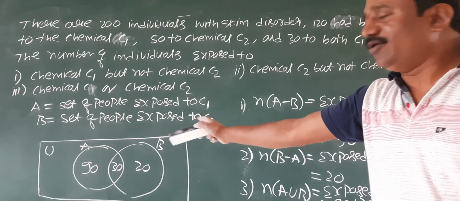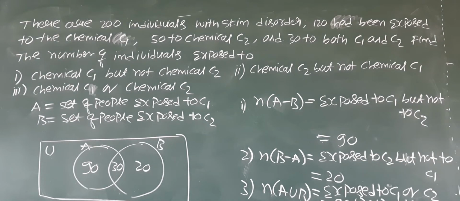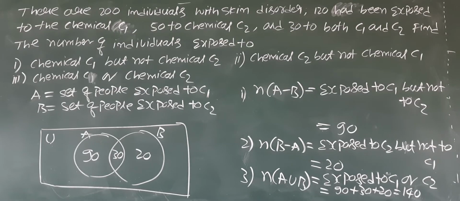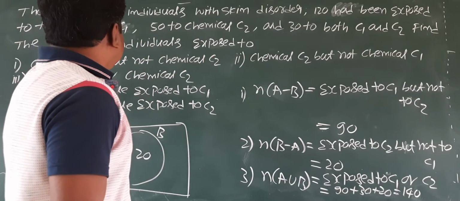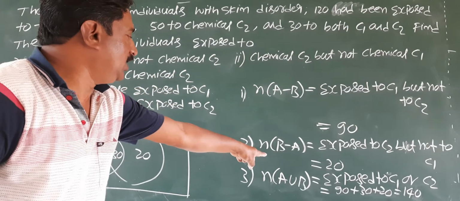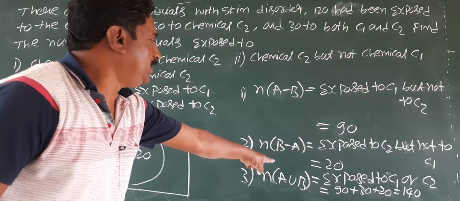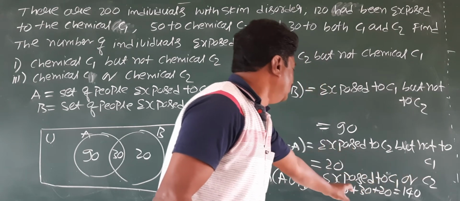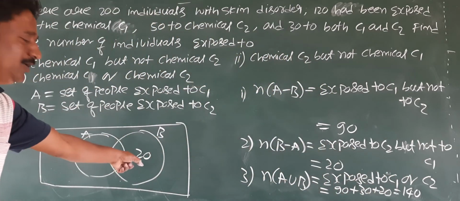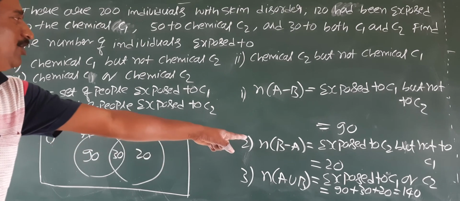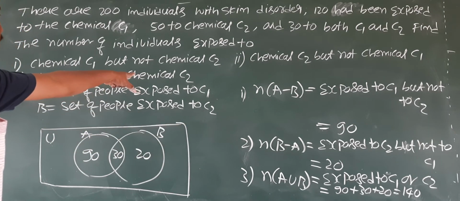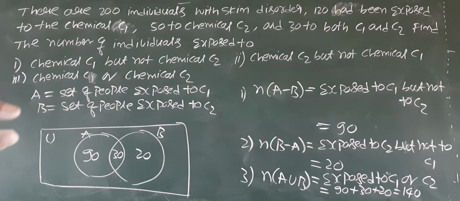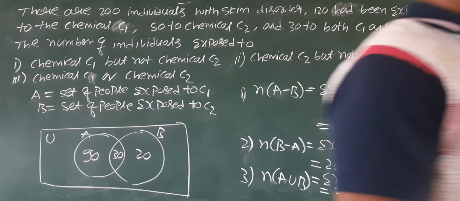Now I explain how to solve it directly. You see this last one, students, the third question: chemical C1 or chemical C2. Or means union. The number of elements in A union B means exposed to C1 or C2. So the total number of elements in the union is 90 plus 30 plus 20, which is 140. That is the answer for the third question. I hope you understood, friends. Now I explain how to solve by the direct method.